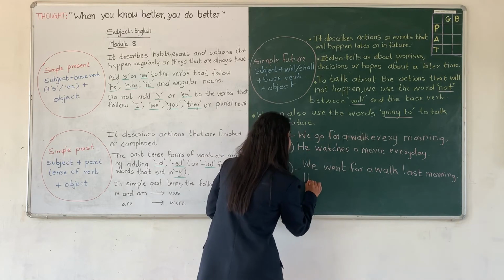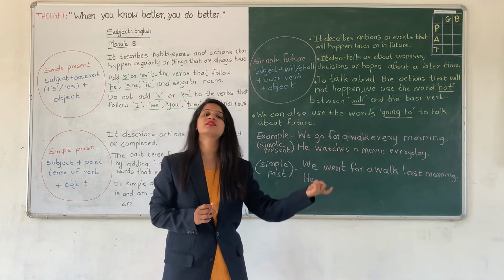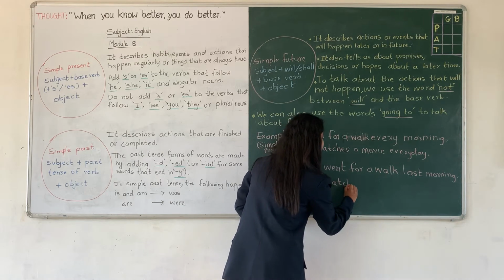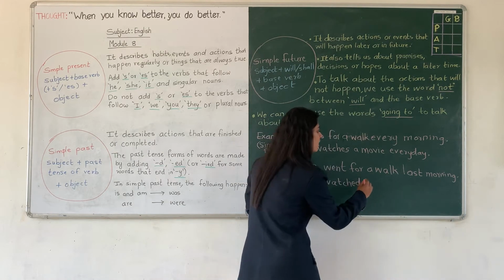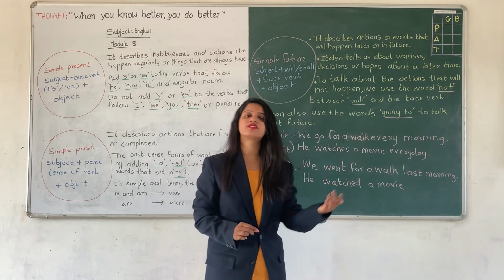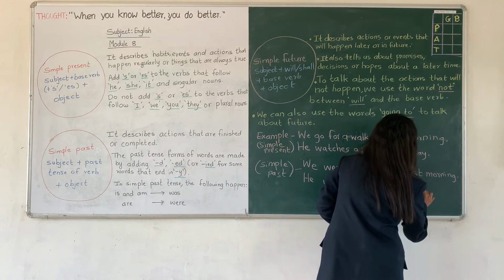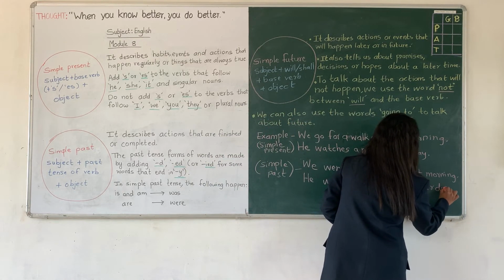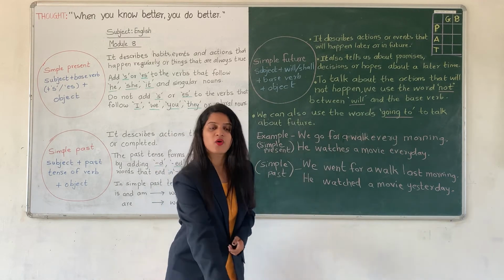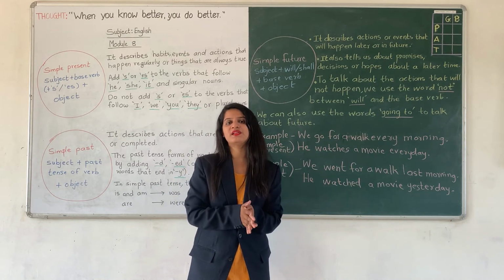Now here is he. Now here W-A-T-C-H. What is the past tense form of watch? It is watched. We are simply adding ed over here. He watched a movie. Now he has already watched it, so we can mention yesterday. Understood? Okay. So now I hope you have understood the two tenses, that is simple present and simple past.